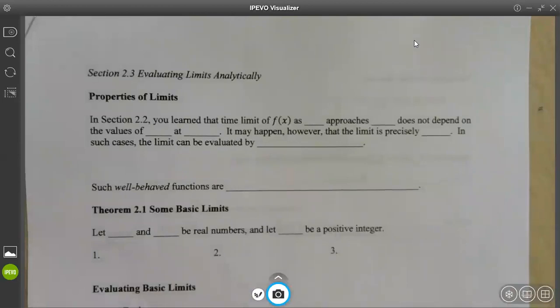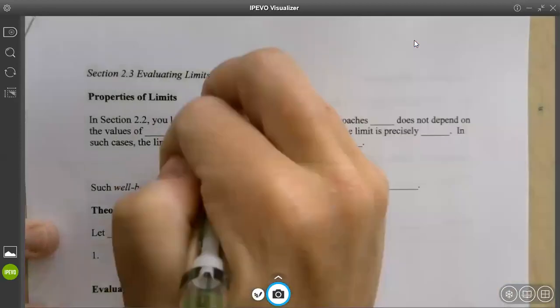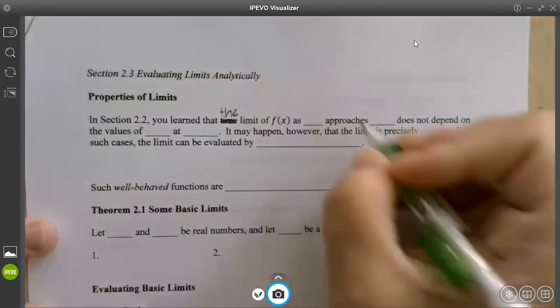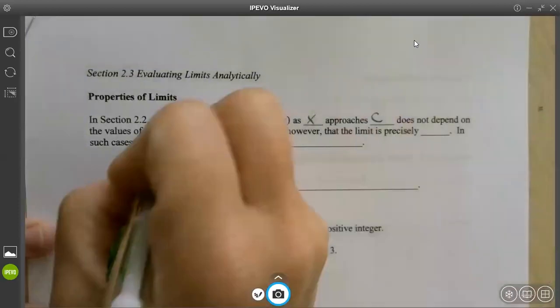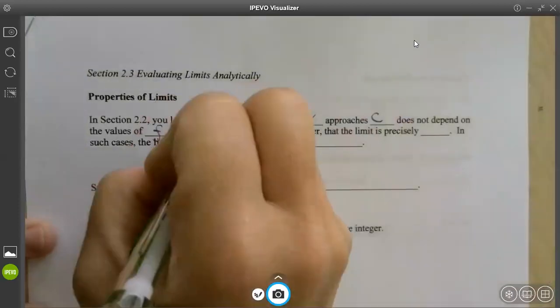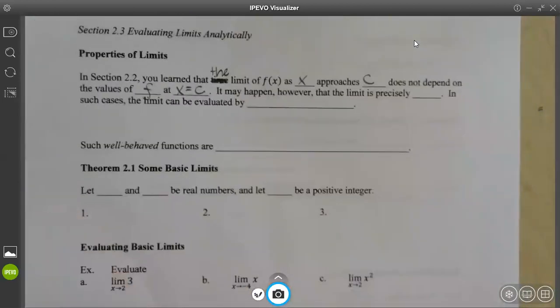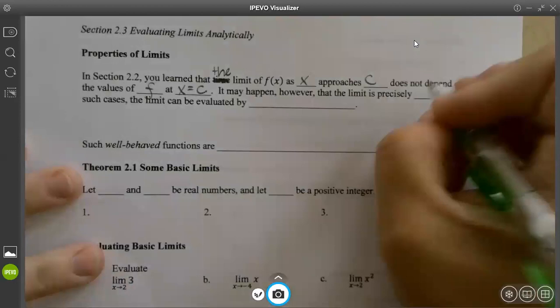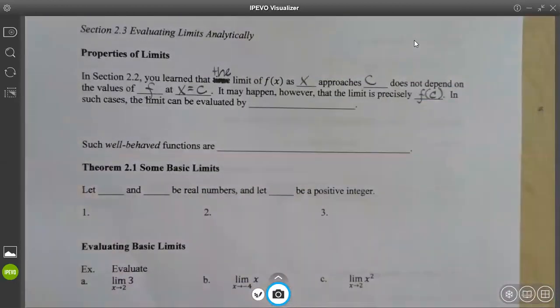In section 2.2, you learned that the limit of f of x as x approaches c does not depend on the values of f at x equals c. It may happen, however, that the limit is precisely f of c. So in such cases, the limit can be evaluated by direct substitution.